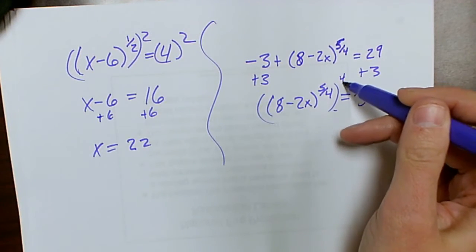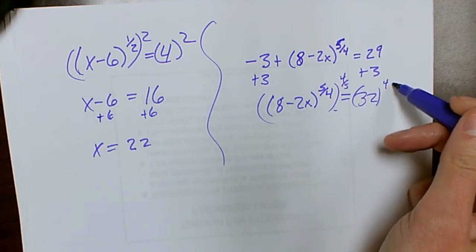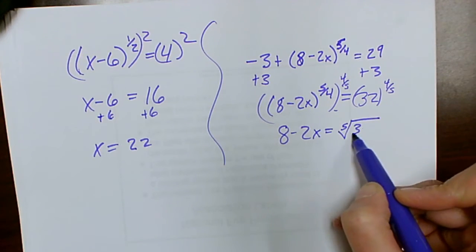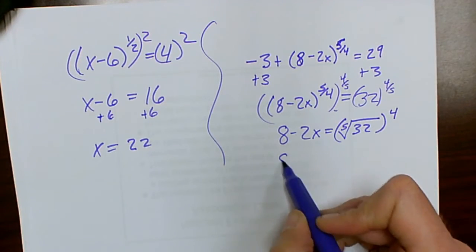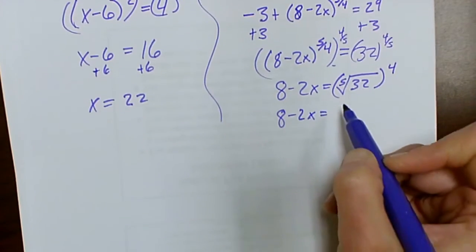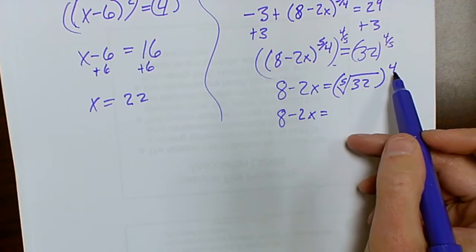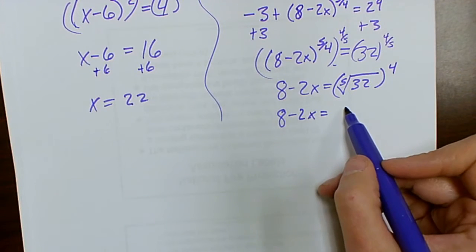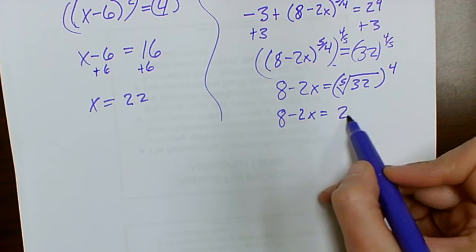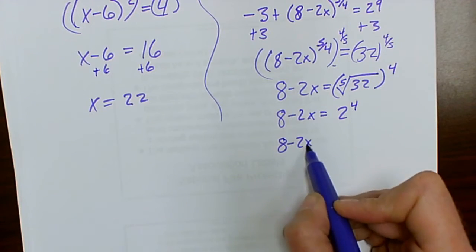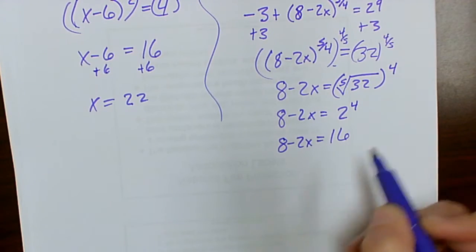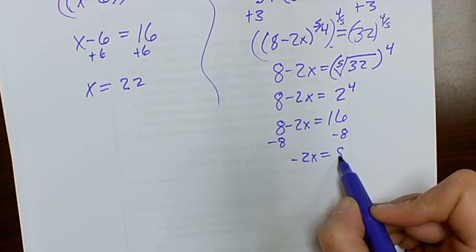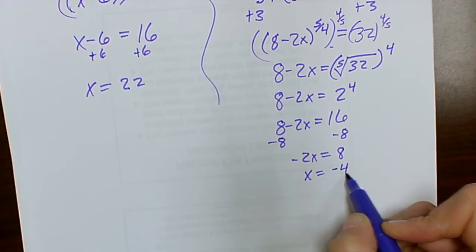We're going to raise this to the 4/5 power. So 8 minus 2x equals the 5th root of 32 to the 4th power. A lot easier to root it than power it, instead of taking 32 to the 4th power and then trying to take the 5th root of that. That would be a nightmare. 5th root of 32 is 2. 2 to the 4th power is 16. So 8 minus 2x equals 16, and x would be -4.